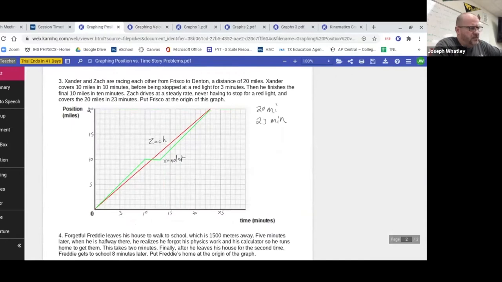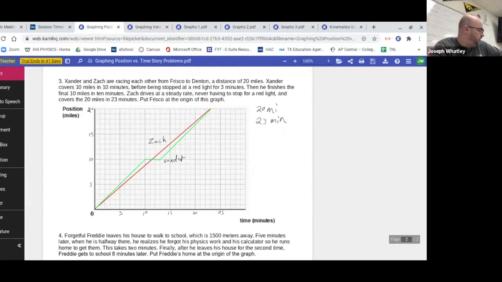They started at the same point, same time. They ended at the same point, same time. What is Xander's average velocity for the entire trip? What is Zach's average velocity for the entire trip? So here we just basically said, well, how far did they go? 20 miles. How long did it take them? 23 minutes. That's true for both of them. They both took 23 minutes to go 20 miles. That means that how do these average velocities relate to one another? It's a tie. It's the same thing. They both moved at 0.87 miles per minute.